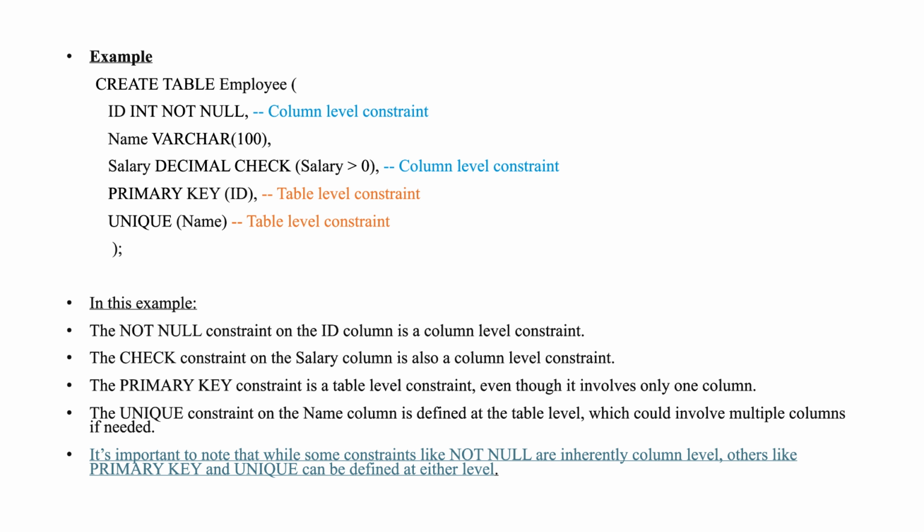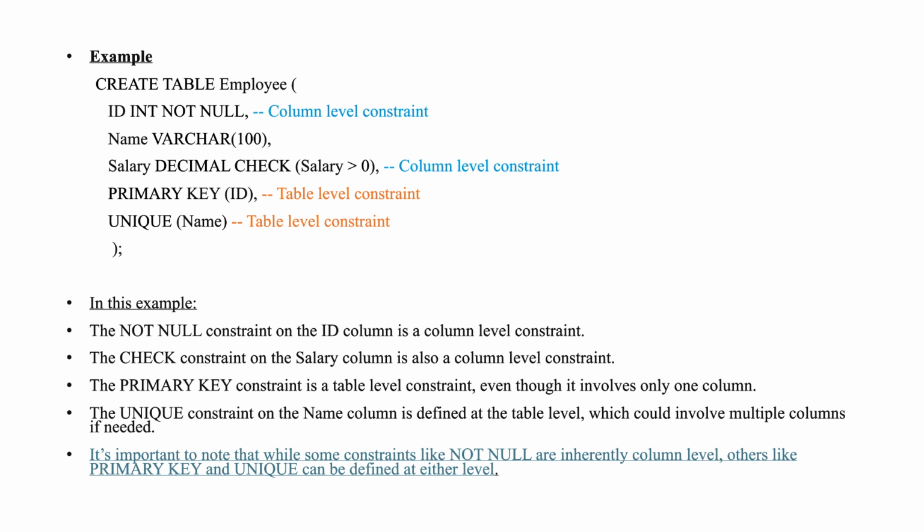In this example, the not null constraint on the ID column is a column level constraint. The check constraint on the salary column is also a column level constraint. The primary key constraint is a table level constraint, even though it involves only one column. The unique constraint on the name column is defined at table level, which could involve multiple columns if needed. Here we can specify a unique constraint on multiple columns like name, salary. You can specify a unique constraint on multiple columns.